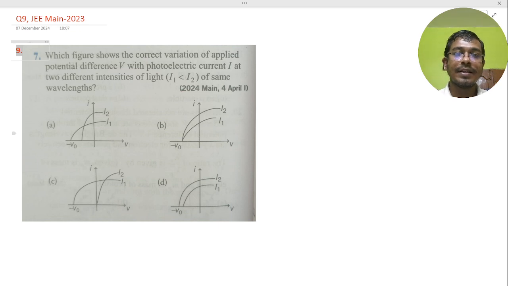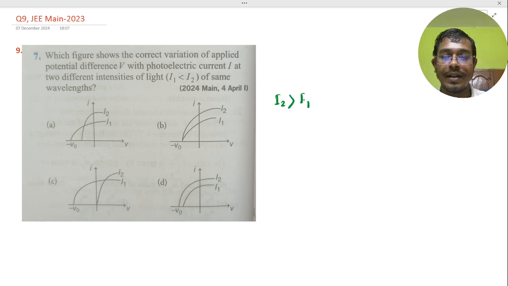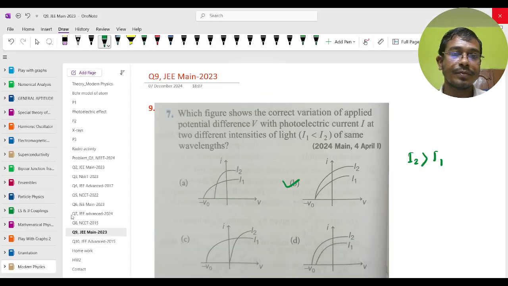I will draw this in our summary lecture. Given that I2 is greater than I1, it signifies that the saturation current corresponding to I2 is greater than that of I1. Basically here the intensity is greater. So we just draw this graph. B would be our correct answer.